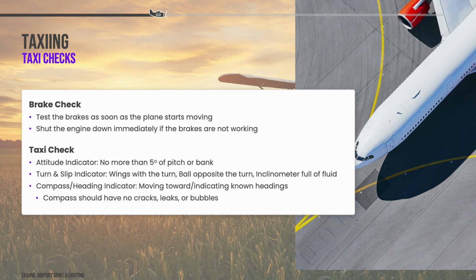And then the turn and slip indicator. The wings should turn with the turn and the ball should move opposite the turn. And make sure that the inclinometer, that ball, is full of fluid, and when you start, that ball is between the cage marks. The compass and heading indicator should be moving toward and indicating known headings, and the compass shouldn't have any cracks, leaks, or bubbles.